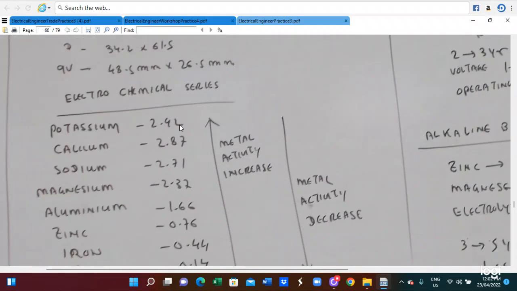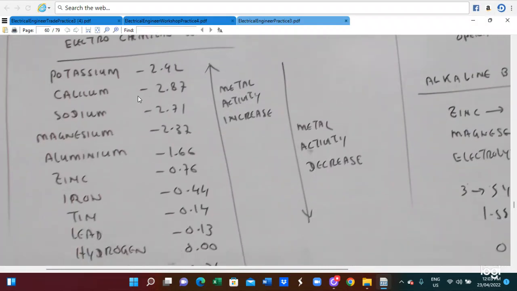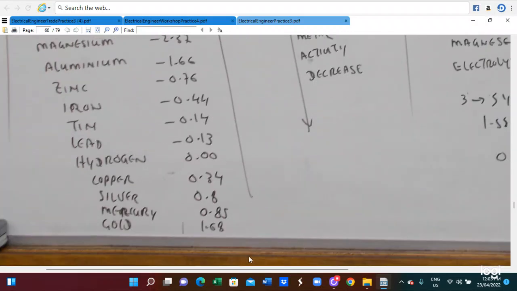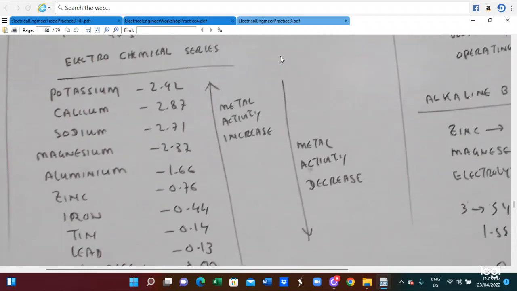So there will be the electrochemical cell series: potassium, calcium, sodium, magnesium. This is the electrochemical cell. So when the metal activity increases, from here to here, upward is metal activity increase, downward is metal activity decrease.